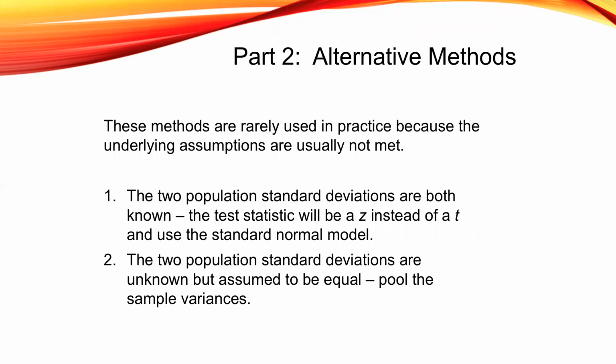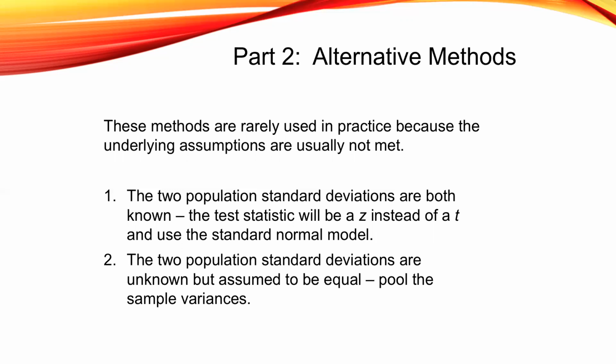Now, part 2 is the alternative methods. These methods are rarely used in practice because the underlying assumptions are usually not met. So the first one is that the two population standard deviations are both known, and the test statistic will be a Z instead of a T test, okay? So in other words, instead of using the student t distribution, we'll use the standard normal if we know the two population standard deviations. Again, this is very rare that this is actually true.